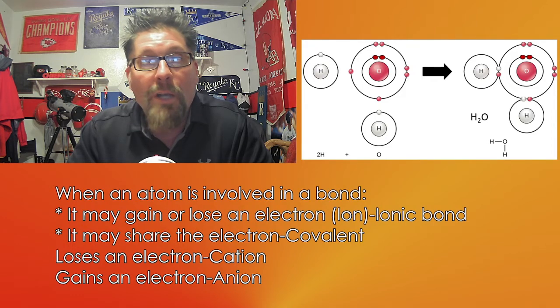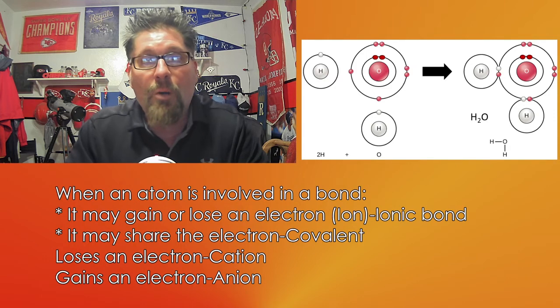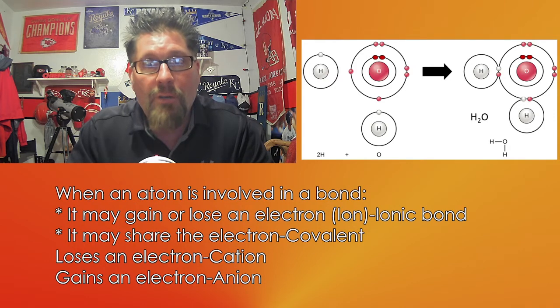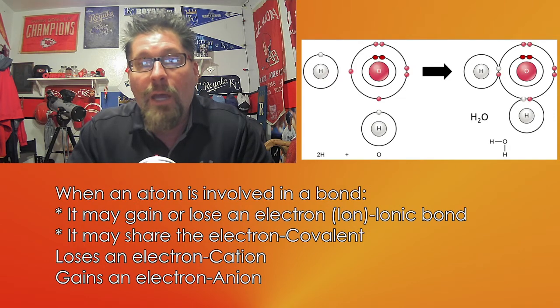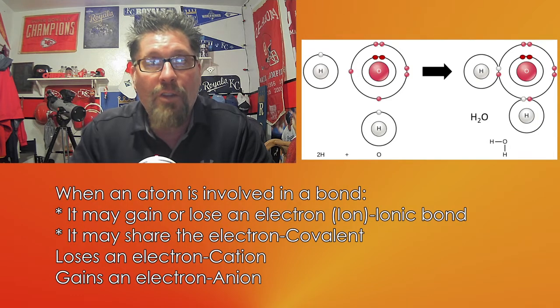Other ways it can be identified: if it loses an electron, it's considered to be a cation, and cations are elements found in the first two columns on the far left of the periodic table. Anions are atoms that gain electrons, and they are typically found in the right third of the periodic table.